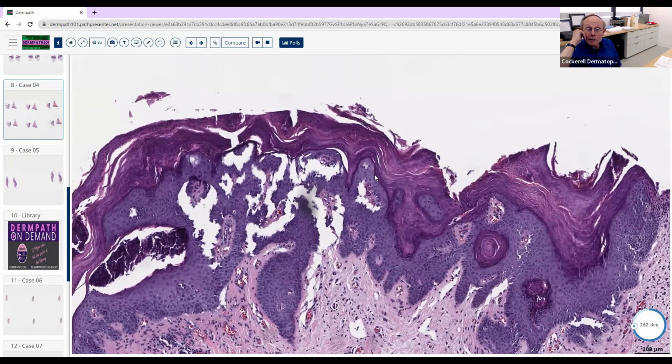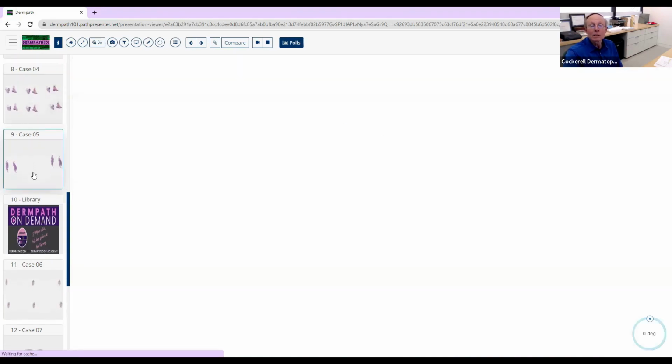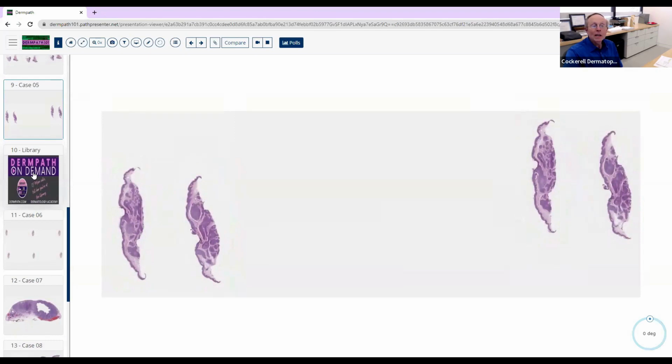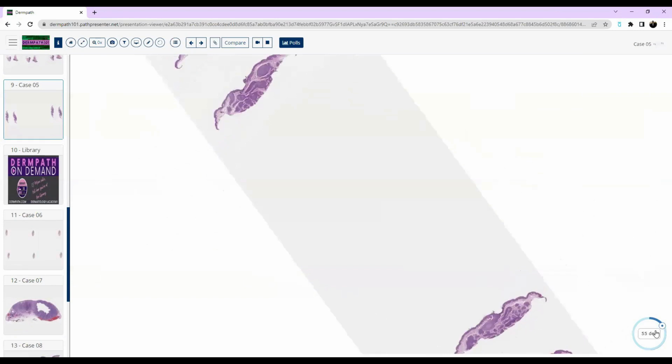We don't really know the cause of it. Some people think it may be related to aluminum-containing deodorants, but I'm not really sure that's the case. But we do see it fairly commonly.